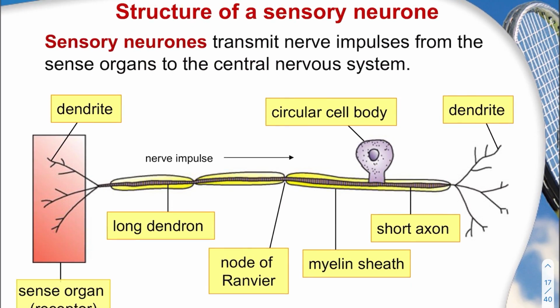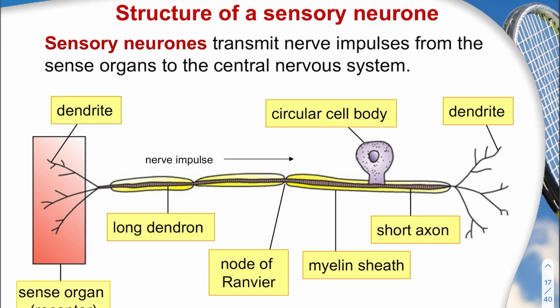Next, we look at the structure of a sensory neuron. The sensory neuron transmits nervous impulses from the sense organ to the central nervous system, where your sense organ most probably houses your receptors.